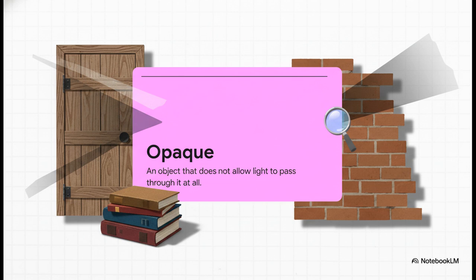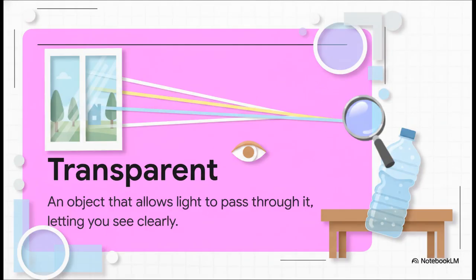It cannot travel through. On the flip side, objects that let light travel freely right through them to your eye are transparent. Because those light rays pass through without getting scattered or blocked, you get a perfectly clear image of whatever is on the other side. A clean glass window or a clear plastic water bottle are perfect examples of this.